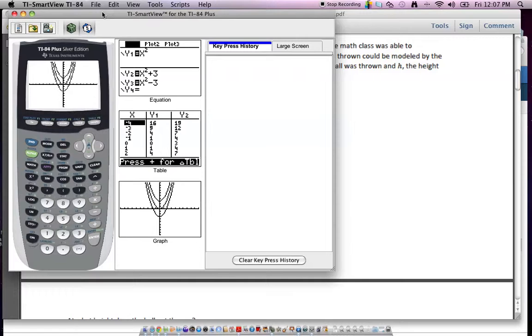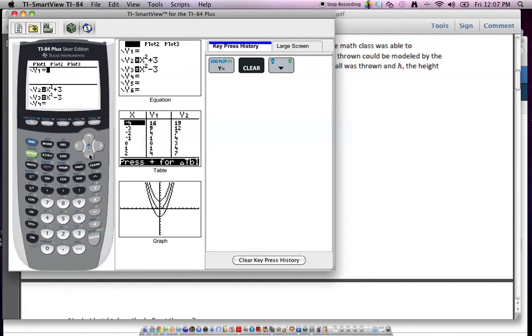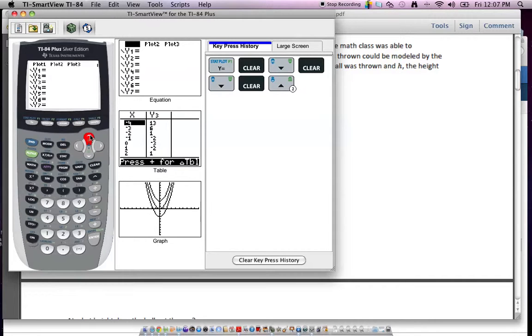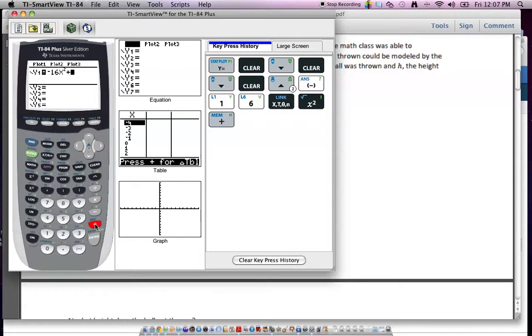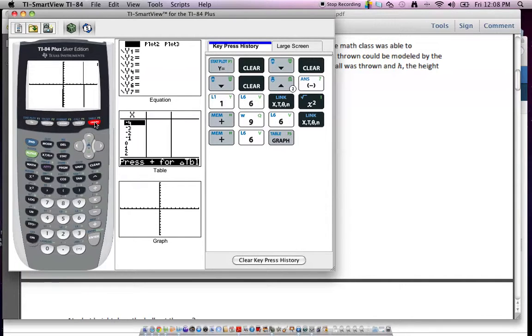So, let's go to y equals. I'm going to clear, and I'm going to clear. All right, so it was negative 16t squared plus 96t, minus 6 or plus 6? Plus 6. And then I hit graph. And first off, why it said that it's a straight line. It's not a straight line. It's just a part of the parabola that looks almost straight, okay?